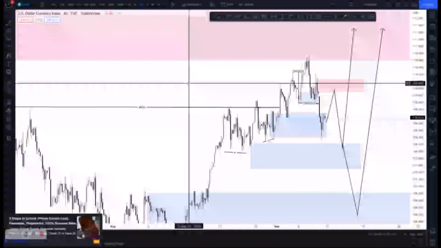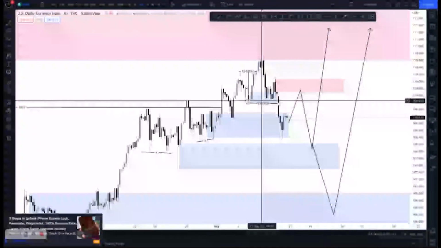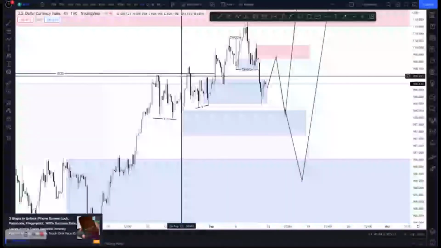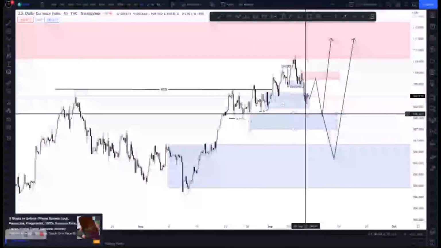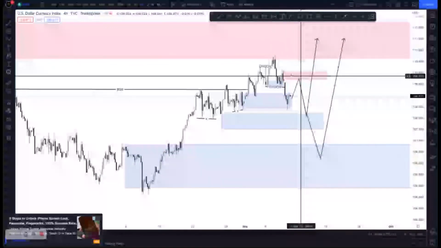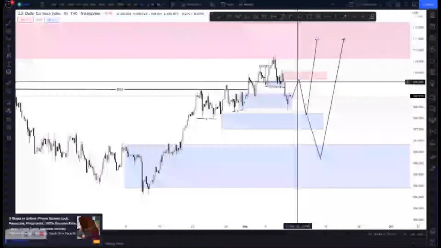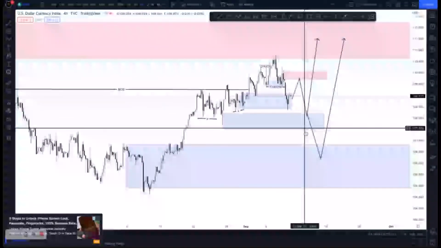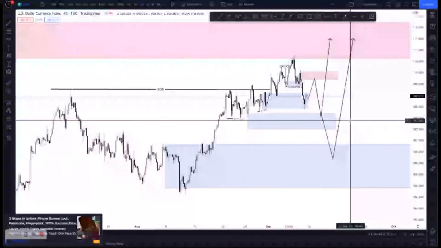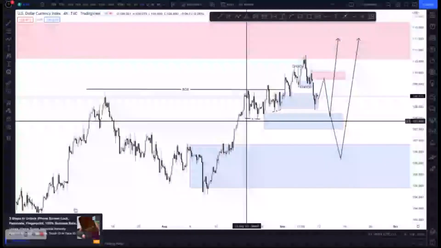So basically, because we have gotten this change of character and a demand failure, which indicates that the market is completely ready to shift trend, our expectation on the DXY, which is the dollar index, is for the market to have a push back into the supply zone created and continue its movement to the downside. Okay, that's that on the dollar index.